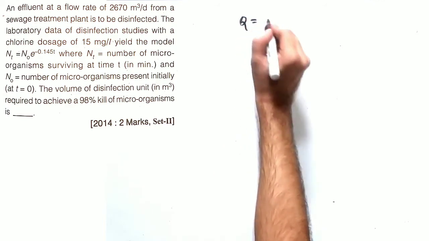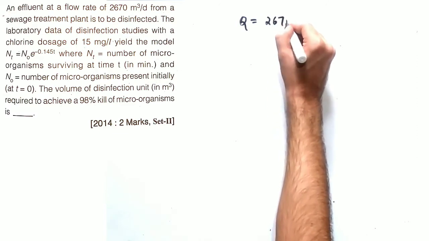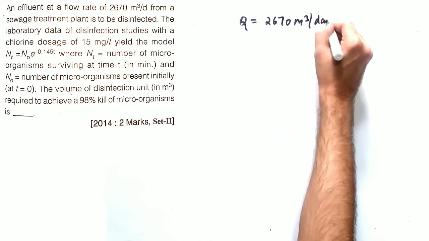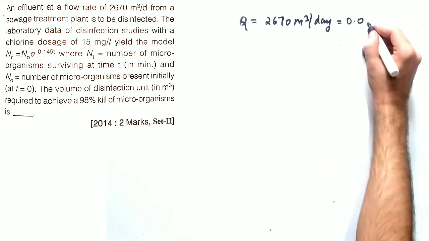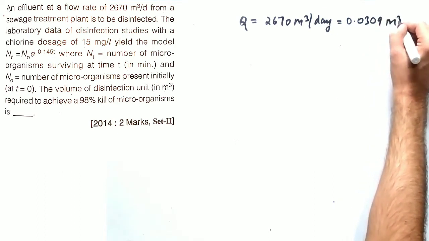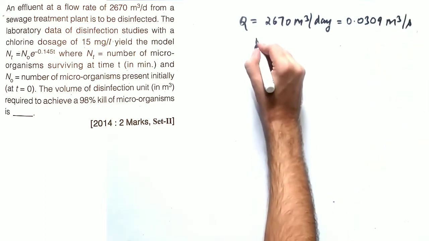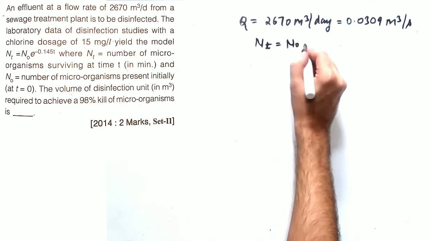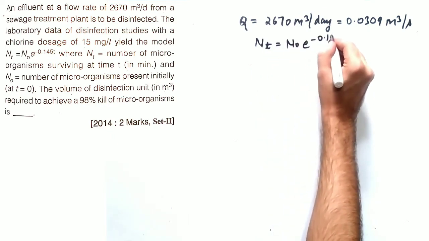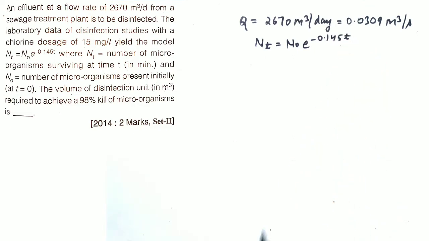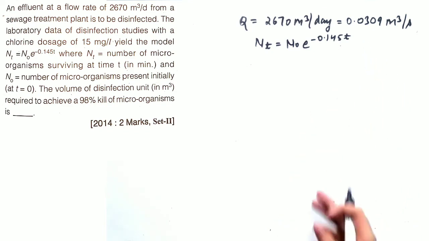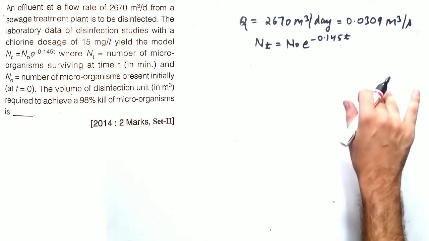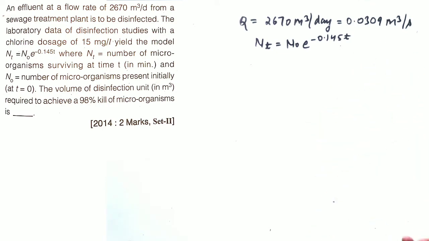What is the given data? Q is given as 2670 meter cube per day. When you convert this into meter cube per second, it is always better to convert the units to standard units, 0.0309 meter cube per second. The model is given as N_t equals N_0 e to the power minus 0.145 t. Remember the very important point here that t is in the units of minutes in this case. Either you can convert this t into seconds then and there, or you can later convert the t that will come in minutes to seconds or days or whatever unit you want.